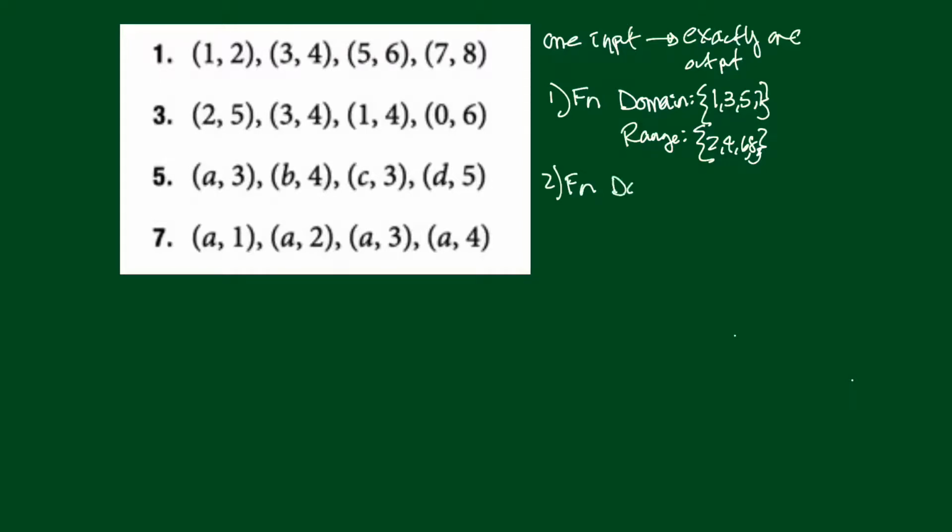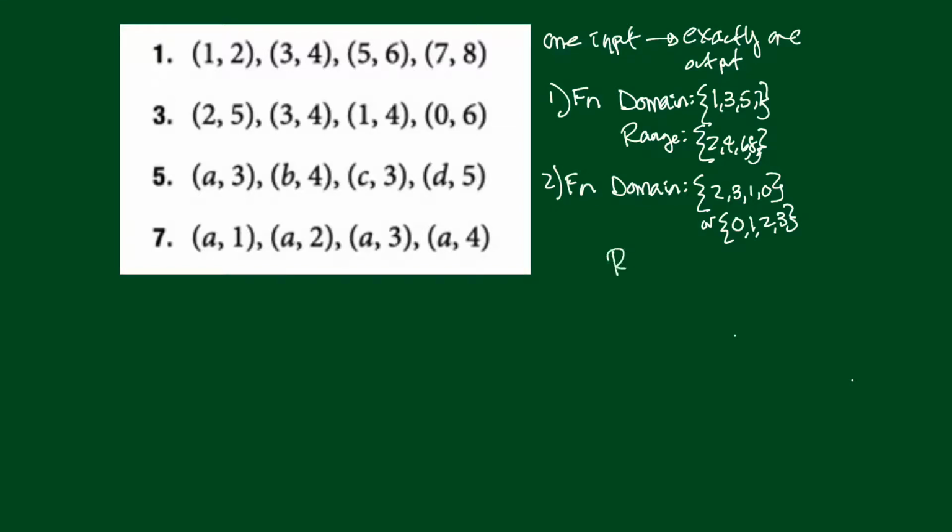And the domain, right, this is a set of first components. It doesn't matter what order they come in. How about 2, 3, 1, 0? Or if you like, you could write that as 0, 1, 2, 3, right? It's a set. Order doesn't really matter.